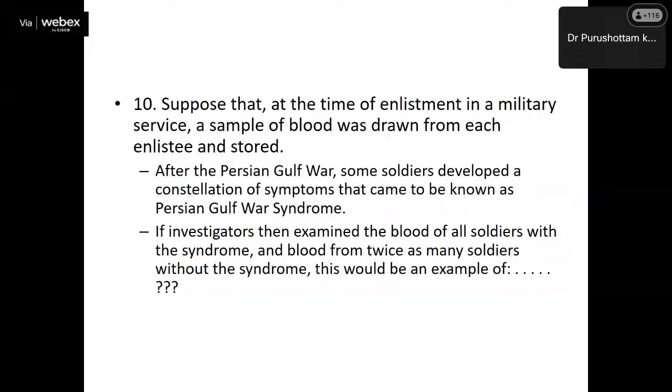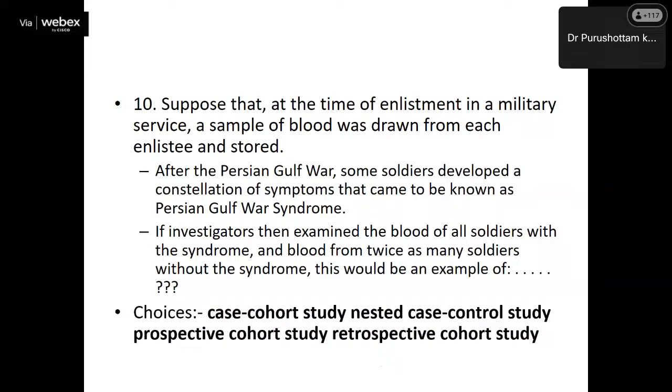After the Persian Gulf War, some soldiers developed a constellation of symptoms that came to be known as the Persian Gulf War syndrome. If investigators then examine the blood of all soldiers with the syndrome and blood from twice as many soldiers without the syndrome, this would be an example of: case cohort, nested case control, prospective cohort, retrospective cohort. I expect the correct answer on this. If you understood this much, you will answer correctly.